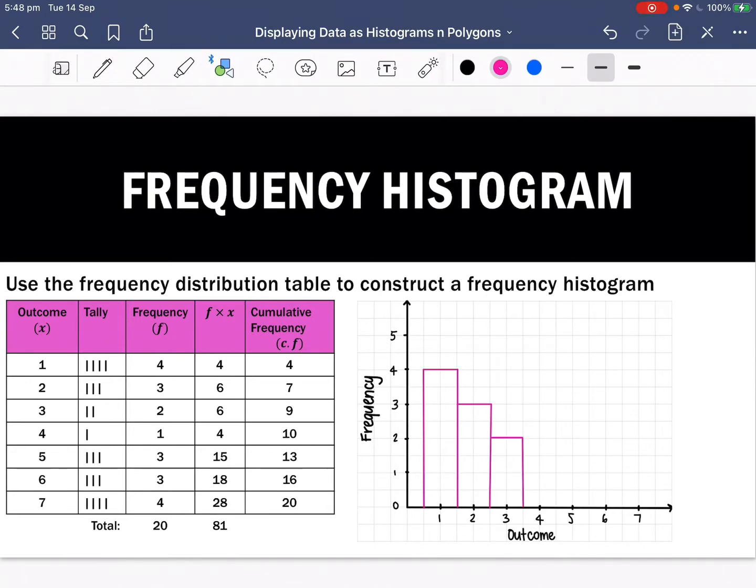Our outcome of 4 has a frequency of 1. Our outcome of 5 has a frequency of 3. And our outcome of 6 also has a frequency of 3. Oops, that should be a flat line. And our outcome of 7 has a frequency of 4. So that is our frequency histogram.